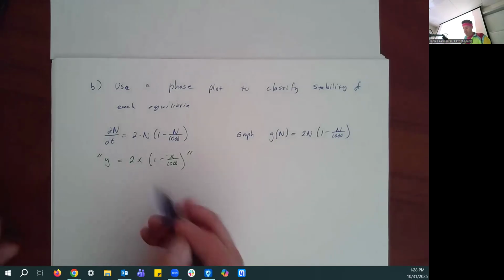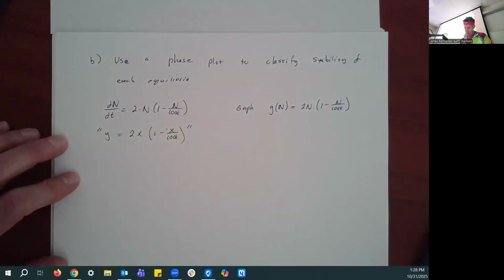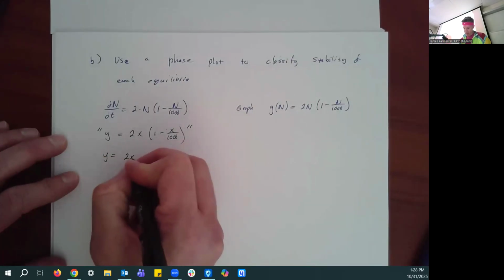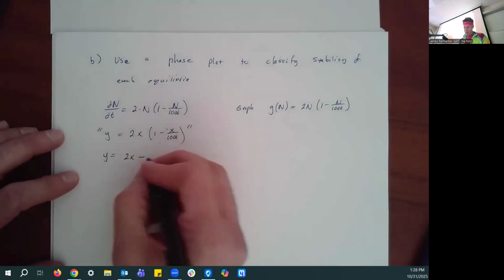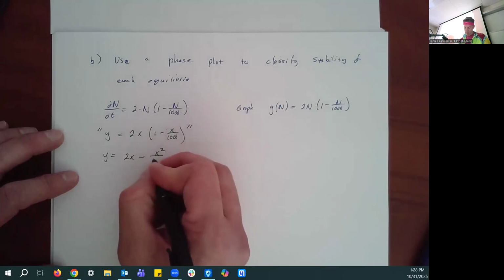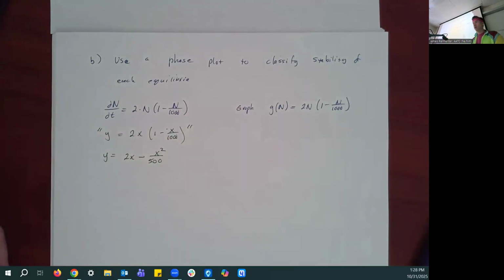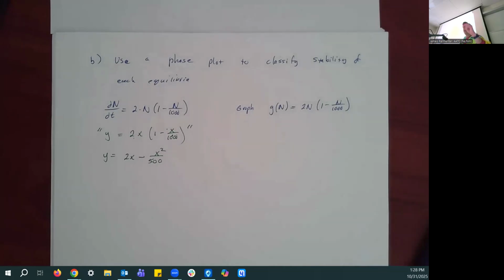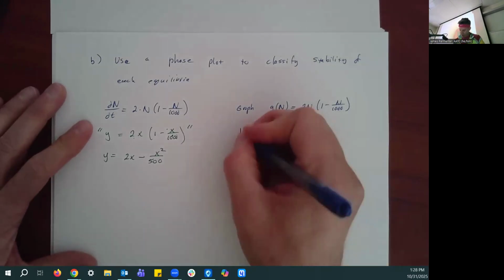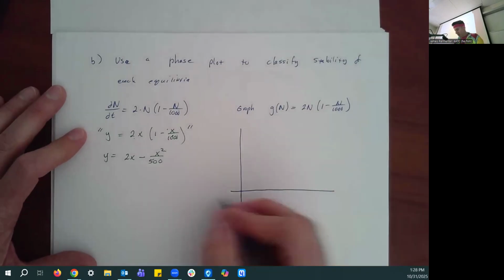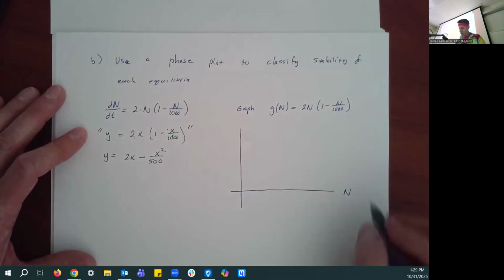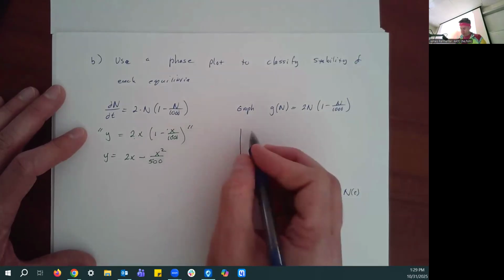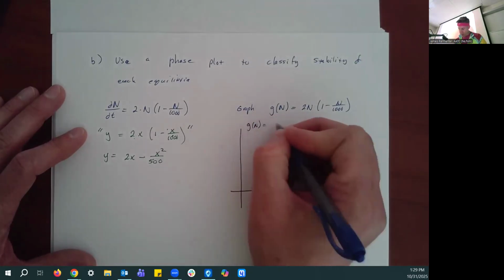We can graph that. It's a function, and it's going to be a parabola. If you multiply it out, you've got y equal to 2x minus 2x times x over 1,000, which is 2x squared over 1,000, or x squared over 500. Definitely a downward opening parabola. And we even know the x-intercepts: 0 and 1,000, the equilibria. When you're graphing these phase plots, your equilibrium values should always be horizontal intercepts on your graph. So let's graph it. On my horizontal axis, we have N, or N of t if you like. On the vertical axis, we have g of N, which is just your dN/dt.